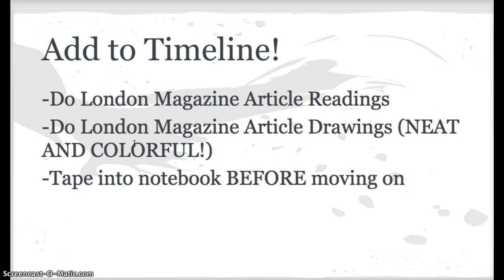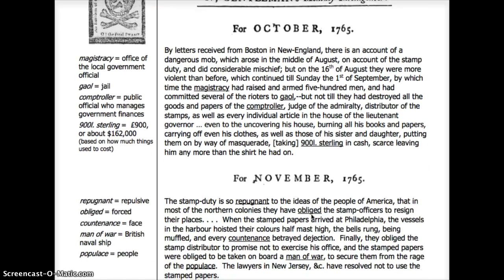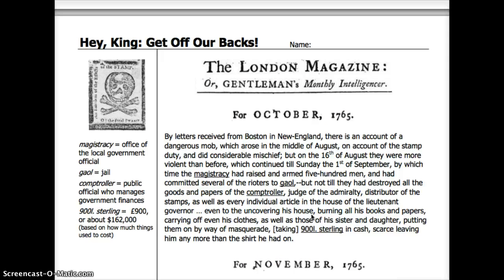All right, you need to add the Stamp Act to your timeline, and then you are going to do an activity, and I will explain that. All right, for your activity, you are going to look at 3 excerpts from the London Magazine, October, November, and December, when the Stamp Act was in effect. It kind of covers some things you need to know about the Stamp Act. So you're going to read through those, and then you're going to complete drawings that show the main parts of that reading.